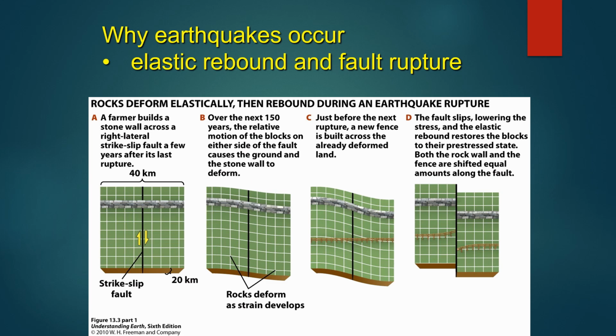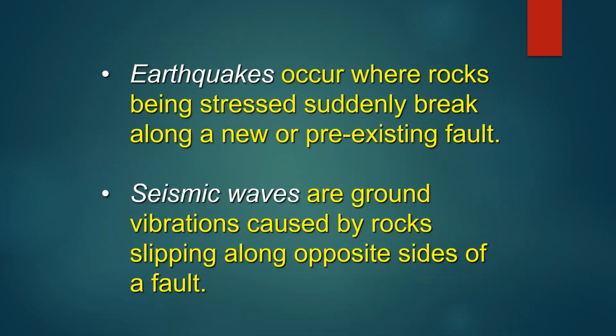This process can repetitively happen at a fault, where the strength of rock is relatively small along the fault plane. Two fault blocks creep along the fault plane under stress and release energy. Each episode of releasing energy is an earthquake event. Therefore, earthquakes occur where rocks are stressed and suddenly break along a new or existing fault. Earthquakes are energy-releasing events.